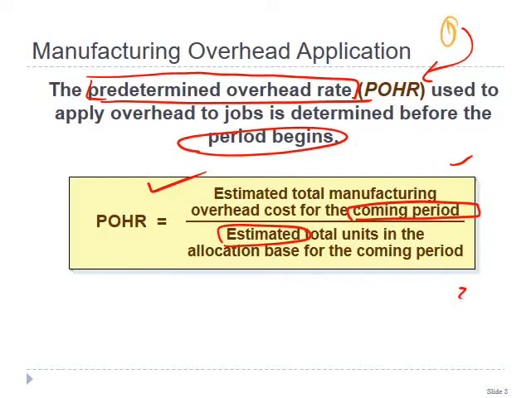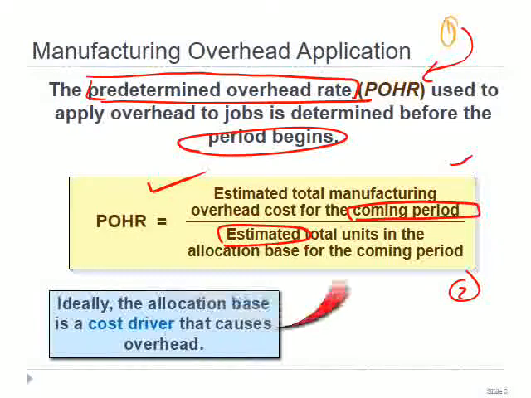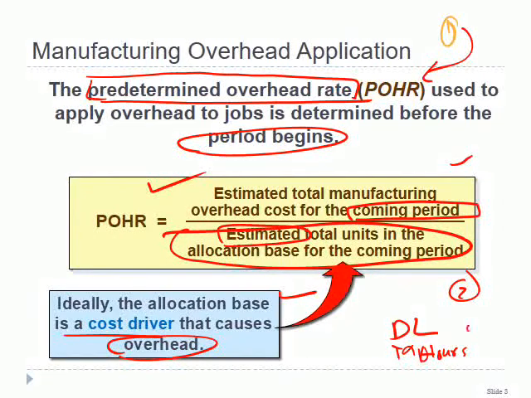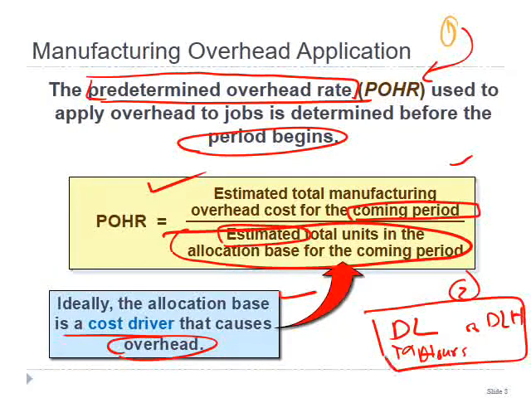Part 2 is that ideally this divisor that divides the total manufacturing cost, the allocation base, is the cost driver that causes the overhead. So normally direct labor, machine hours, or direct labor hours are used as a cost driver.